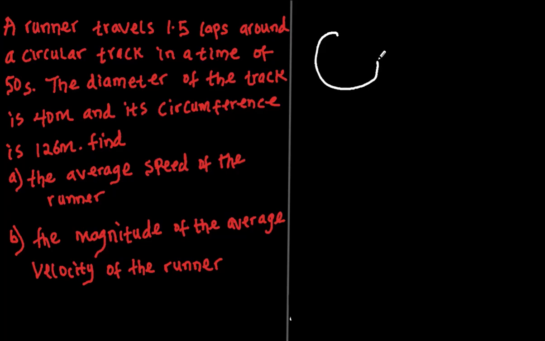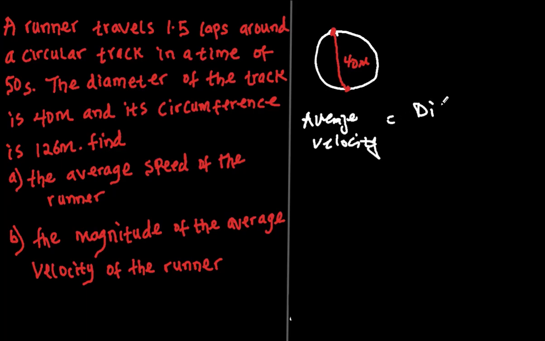Now, let's draw our track again. So let's say this is our track. We said that this person started from this point and stopped at this point. The diameter is 40 meters. Now, in a problem like this, your average velocity will just be your total displacement over total time taken. In fact, by definition, speed is distance over time, and velocity is displacement over time.